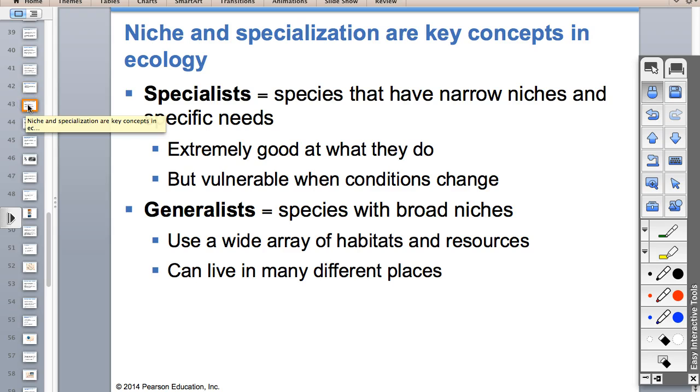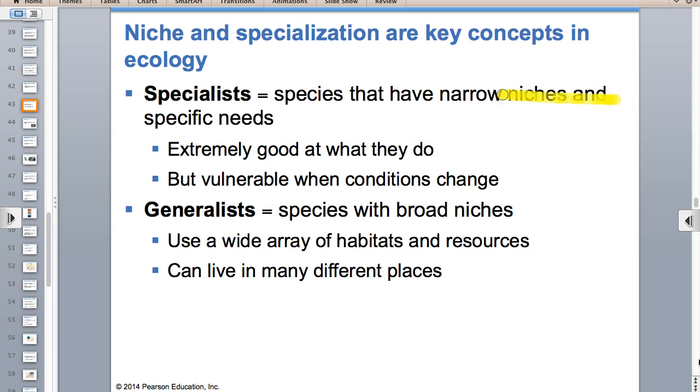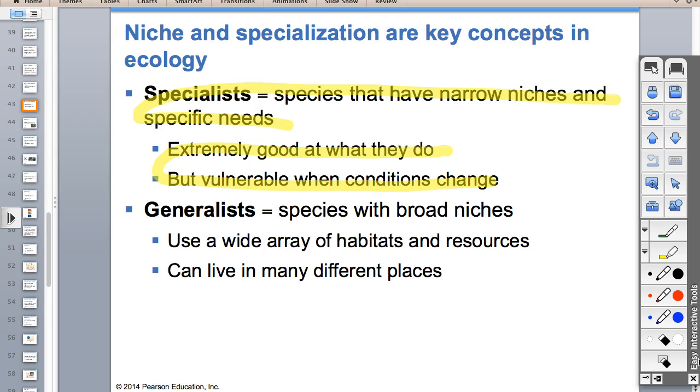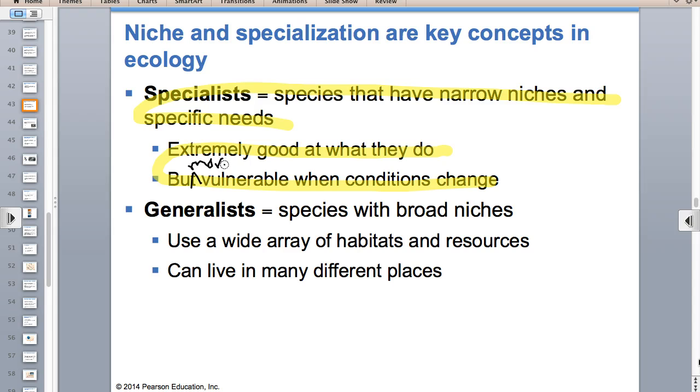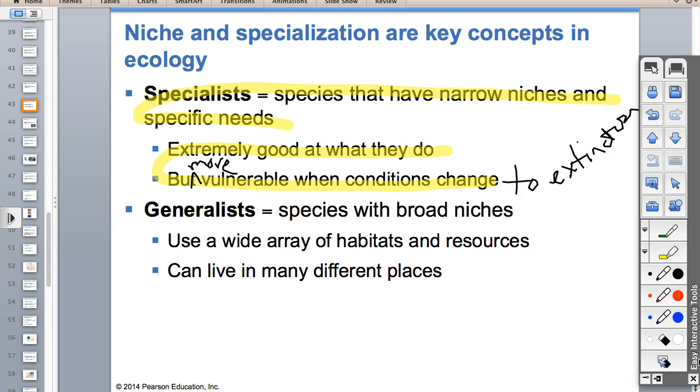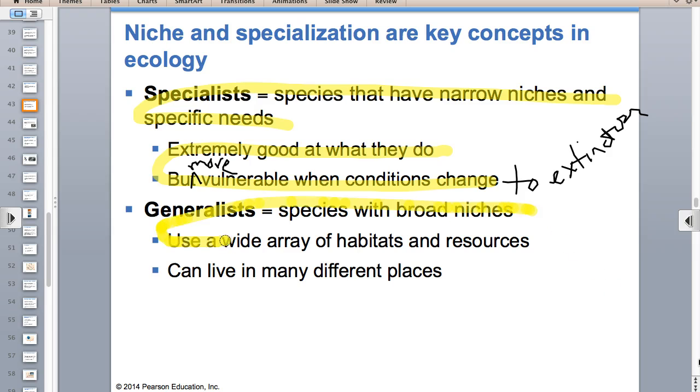Specialists, like I said, I already kind of talked about them, but specialists are those organisms that have really specific needs. They're going to be extremely good at what they do, but they're going to be more vulnerable to extinction. Generalists are going to be less vulnerable to extinction, and they're going to use a wide variety of food and habitat resources.